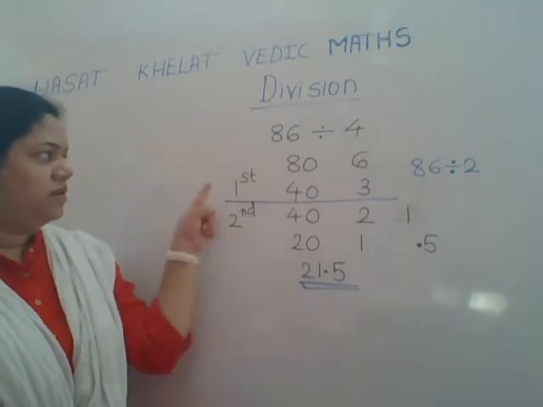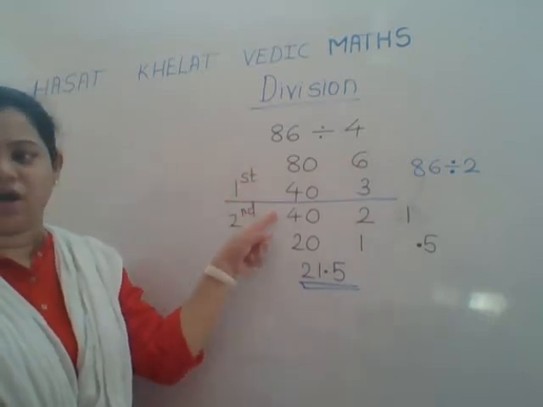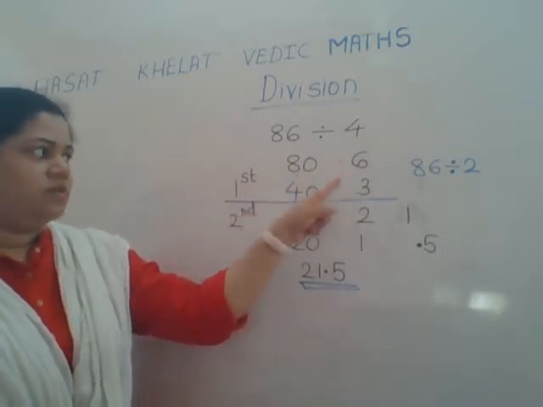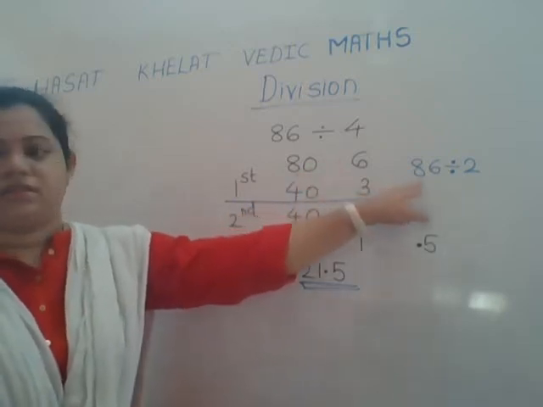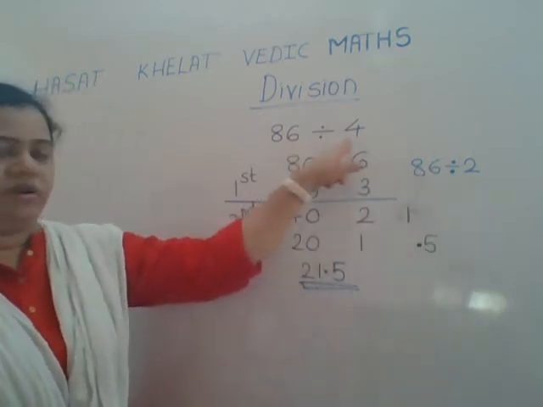Okay. Then in the first step what do we have to do? Take half of this number. Half of 80 is how much? 40. Half of 6 is 3. This is the answer for what? 86 divided by 2. Okay, but we want 86 divided by 4.